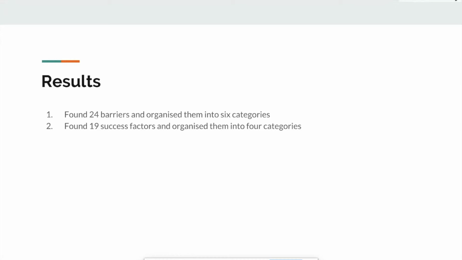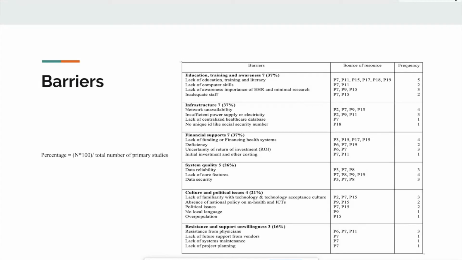Results. After careful review of my primary studies, I found 24 barriers and organized them into 6 categories. I also found 19 success factors, and I organized those 19 success factors into 4 categories. So here are the barriers. As I said, I organized those 24 barriers into 6 categories.